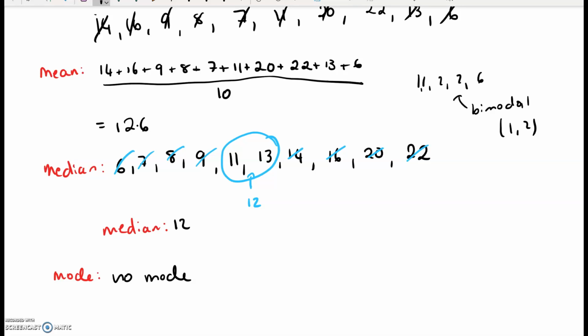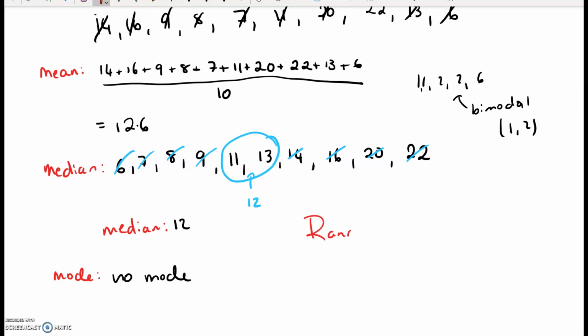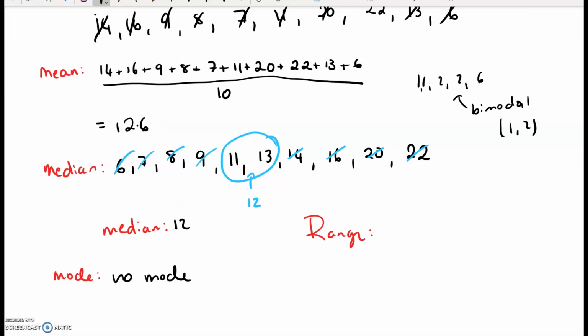Okay, last thing is to look at the range. And this is why it's always handy, if you've ordered those numbers for the median and done that properly, then it makes the range a lot easier as well, because we can see here 22 is the biggest, 6 is the smallest, so 22 minus 6 gives us 16.